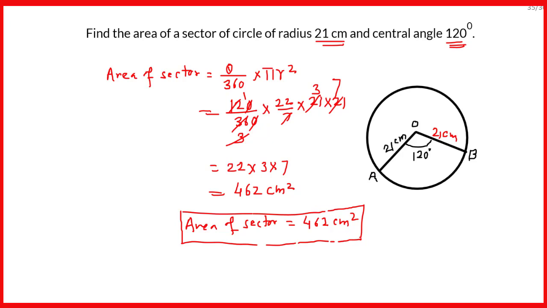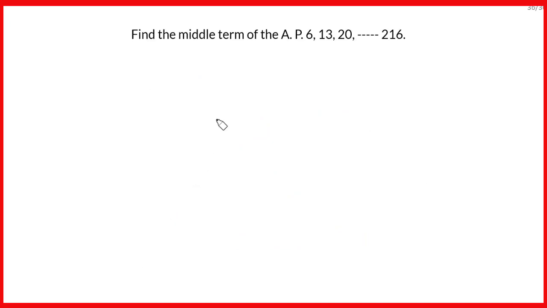Now move to the next question. Find the middle term of the AP 6, 13, 20 and 216. We do not know how many terms are there. Unless and until we know how many terms are there, we cannot decide which is the middle term and we cannot find the middle term. So first we will have to find the number of terms. So here how do we find the number of terms?